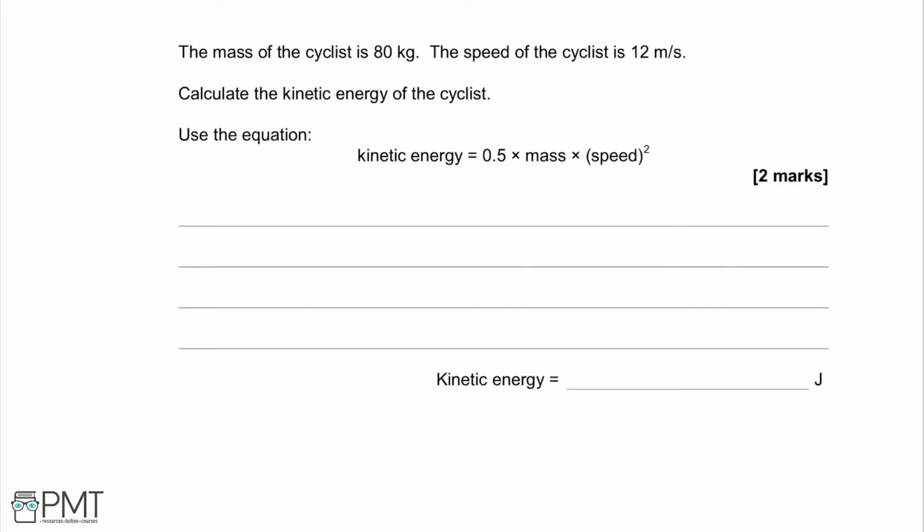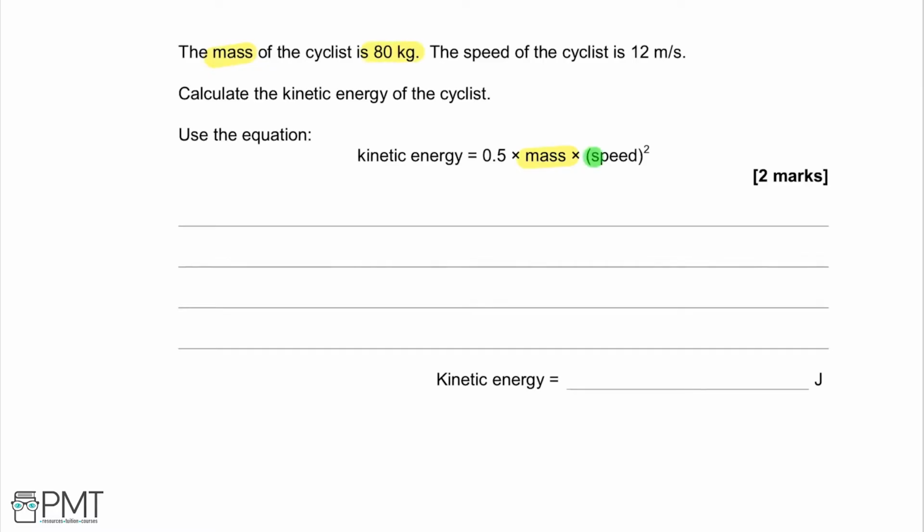For part 2, the mass of the cyclist is 80 kilograms. The speed of the cyclist is 12 meters per second. Calculate the kinetic energy of the cyclist and use the equation kinetic energy equals 0.5 times mass times speed squared. So this is quite a nice question because we're given the equation that we need and all we need to do is substitute in the right values. So first of all, we need to find the mass. Well, that's here. The mass of the cyclist is 80 kilograms.